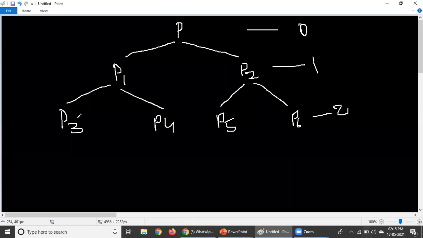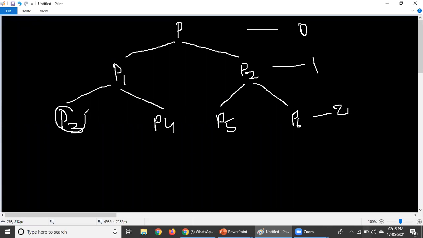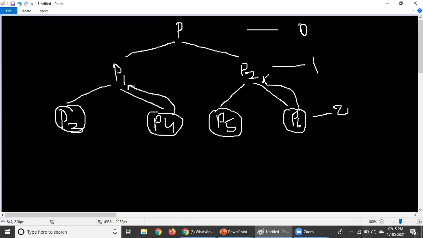After getting this, this particular problem and this particular problem, P3, P4, will be combined to P1, and here P5, P6 will be combined to P2, and then P1, P2 will be combined again after getting the solutions of these two. So these two will be combined, and after combining, you get your answer.